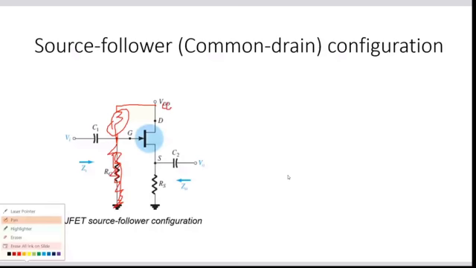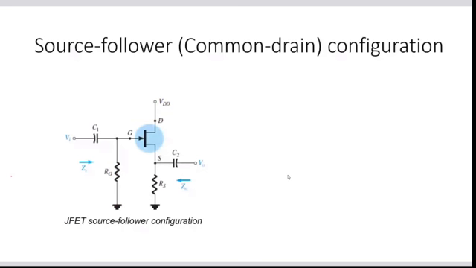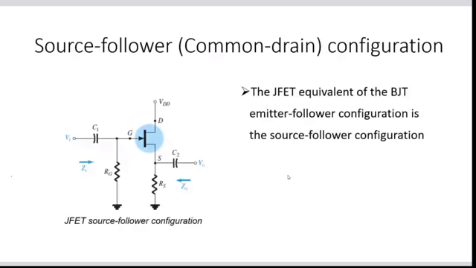We can clearly see that the BJT is the emitter follower, and here we have the source follower. That means in the BJT we are taking the output from the emitter, and in the JFET we are taking the output from the source. That is the difference between the BJT emitter follower and the JFET source follower.